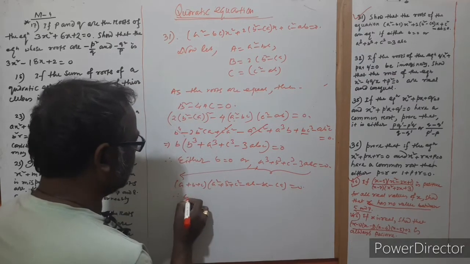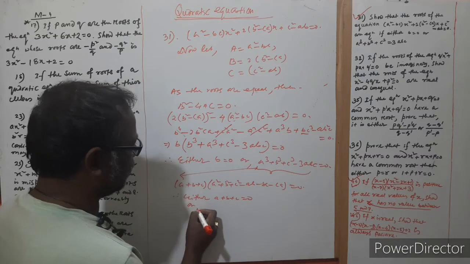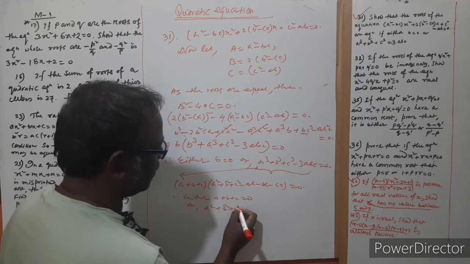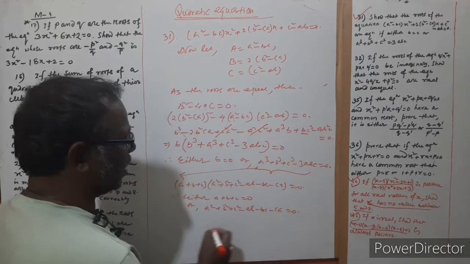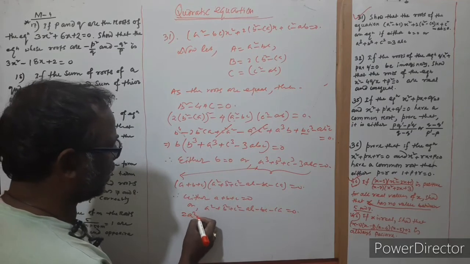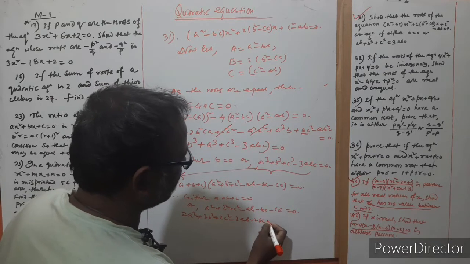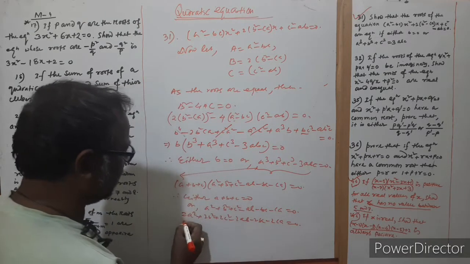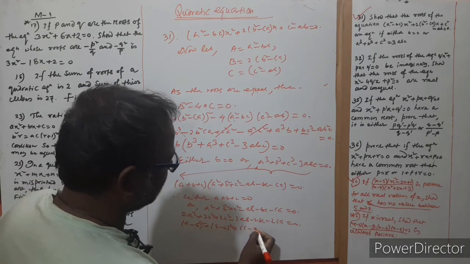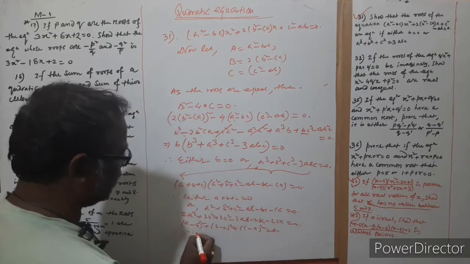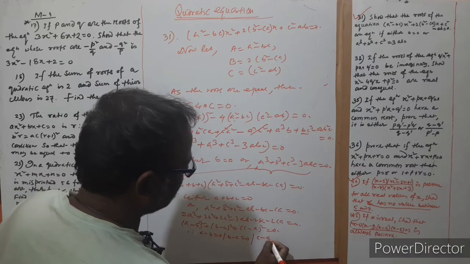Therefore either a plus b plus c is equal to 0, or a square plus b square plus c square minus ab minus bc minus ca equal to 0. Multiply by 2, then we get 2a square, 2b square, 2c square, minus twice ab, twice bc, and twice ca equal to 0. So we can write a minus b whole square, b minus c whole square, and c minus a whole square equal to 0. So therefore a minus b equal to 0, b minus c equal to 0, and c minus a equal to 0.